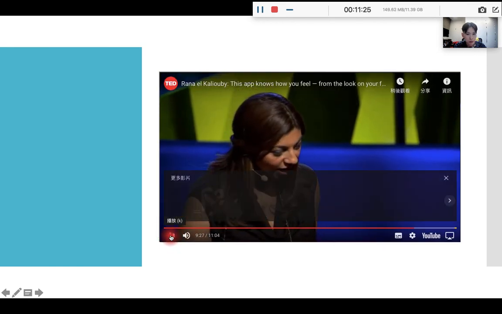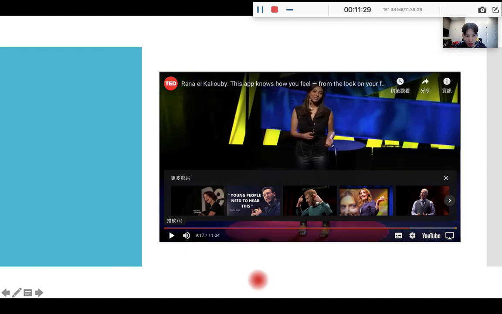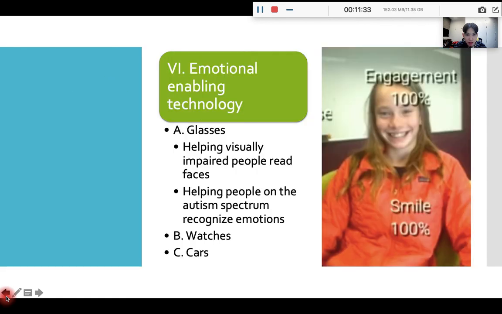Okay, so let's pause here to unpack a little bit. From this section, we learned that this app can be used as emotion-enabling technology. It can be built into glasses to help visually impaired people read faces, or it can be worn by people on the autism spectrum to help them recognize different emotions so that they don't offend others. It can also be built into watches to monitor your physical reaction, or into cars, or even the auto locks on your fridges to prevent you from eating too much. So these are the extended functions of this application.